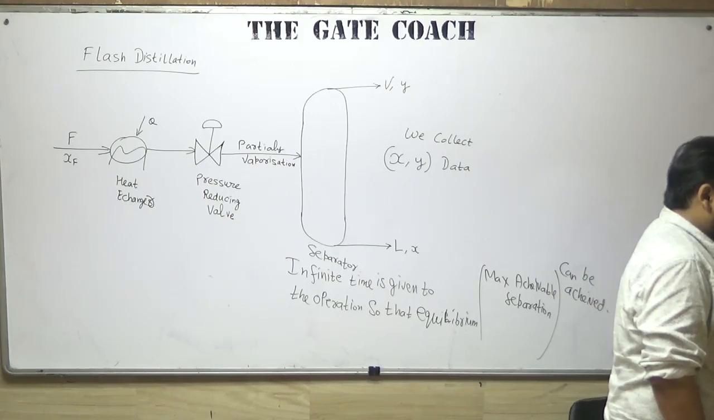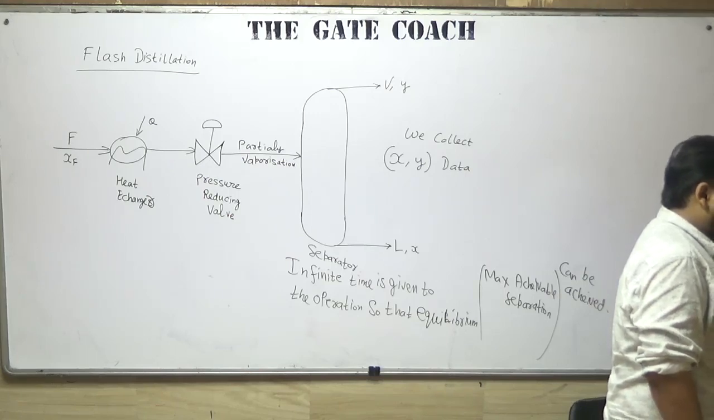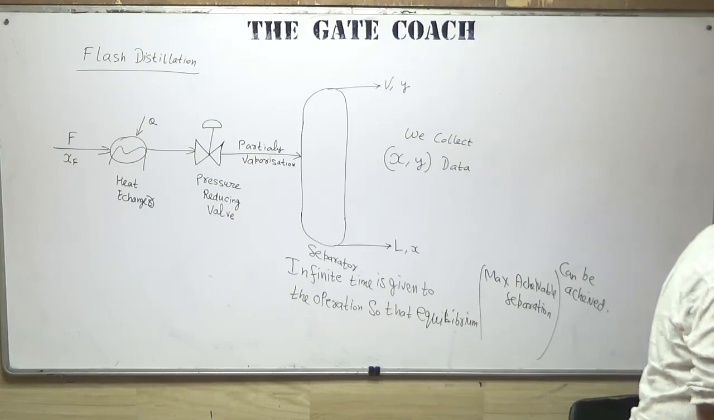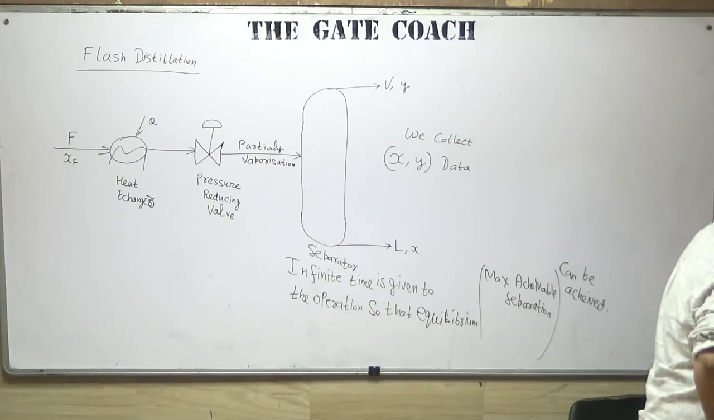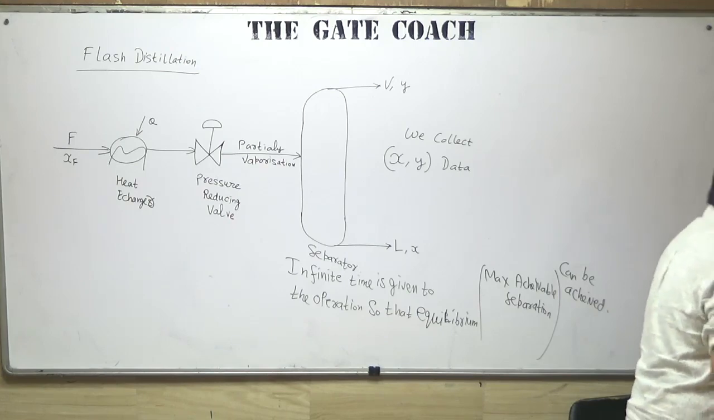Sir, is the feed continuous? No, obviously no. This is not a continuous distillation unit. Feed is passed, it is preheated, then it is throttled and then put in the flash separator. And then we'll wait for the separator to give the outlet streams. So it is not continuous. Ketan, it's like a single ideal tray with the partial liquid or vapor feed. Yes, Ketan, you can say it is the case.